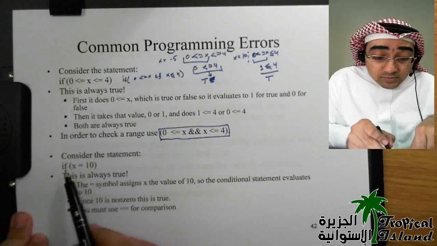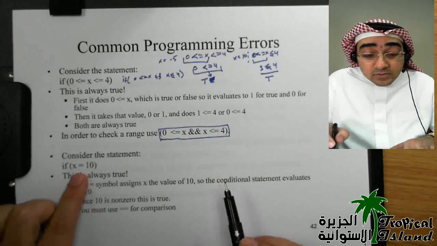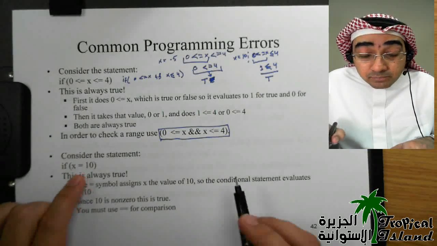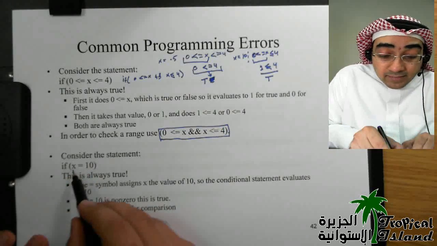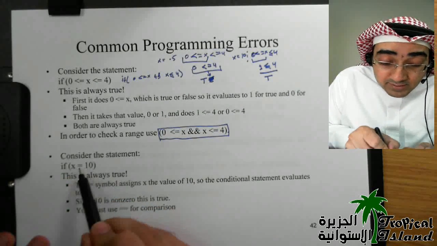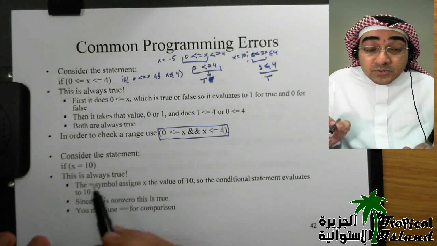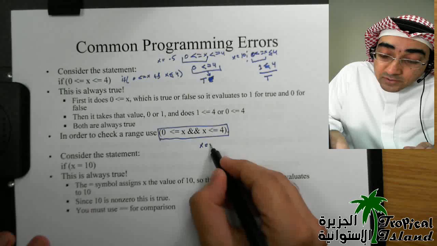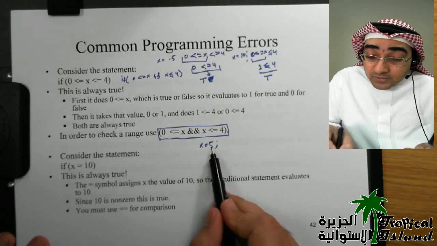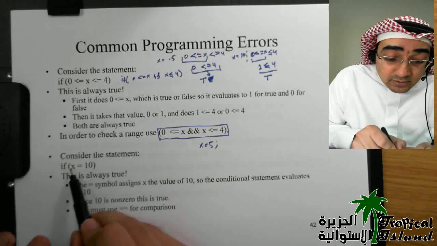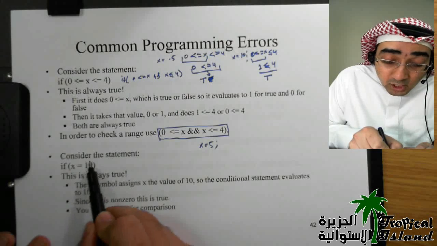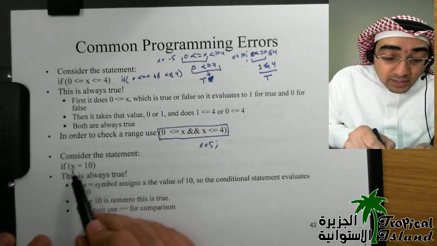Consider the statement if x is equal to 10. This is a very, very common mistake that people make. If x equal to 10, this is an assignment statement. Whatever value x was, it's lost, and 10 is stored inside x. It's just like saying x equals 5: you take the value of 5 and put it in x. So if you say if x equal to 10, you take the 10 and put it into x. So x now becomes 10.